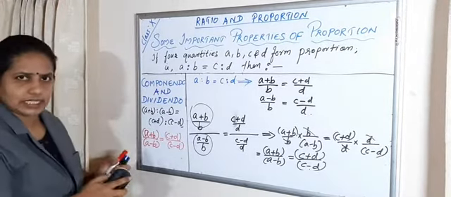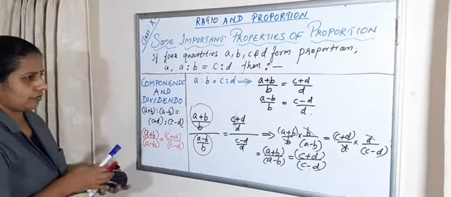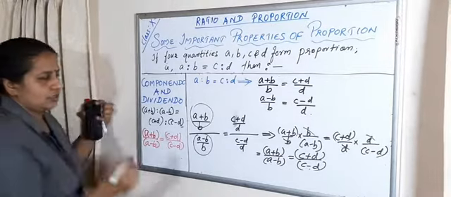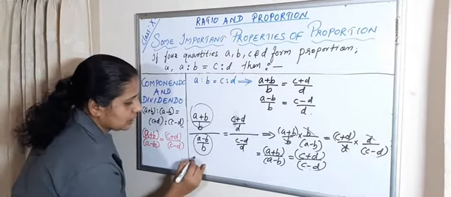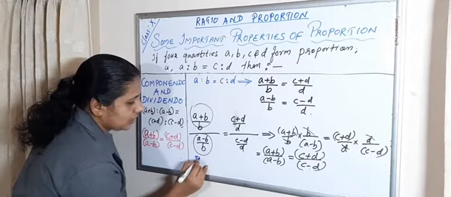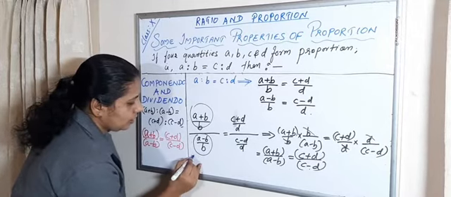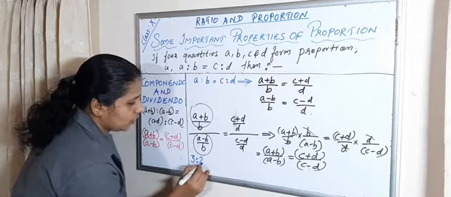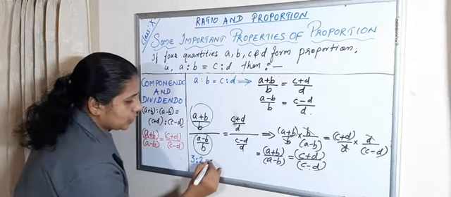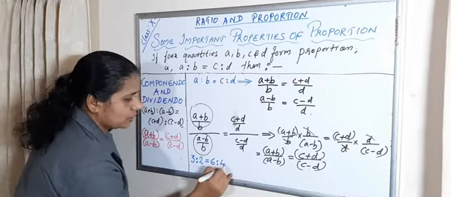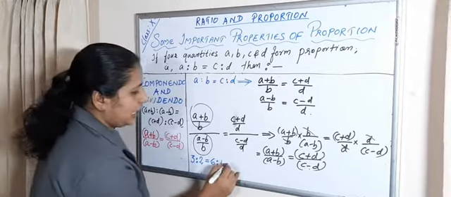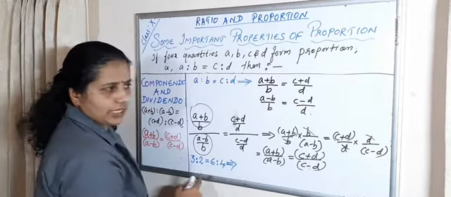I will tell one example. Here, last example. What was our last example? 3 is to 2 equal to 6 is to 4. This was our proportion. I am applying componendo and dividendo here.